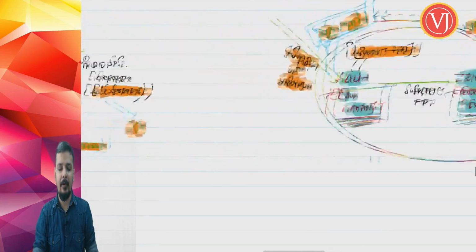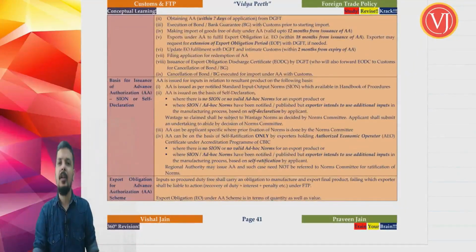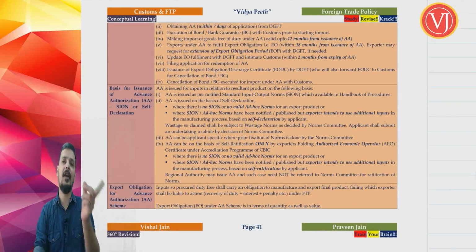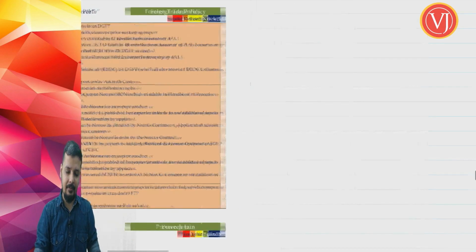If you want to look at this point, the heading tells that, forget about the steps we'll discuss when you're talking about your differentiation between advance authorization and duty free import authorization. There's a differentiation chart including the steps. What is the basis of issue of your advance authorization? On what basis will DGFT be issuing advance authorization?